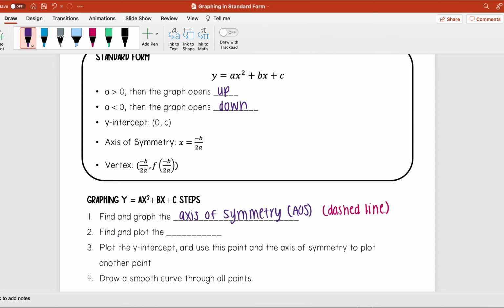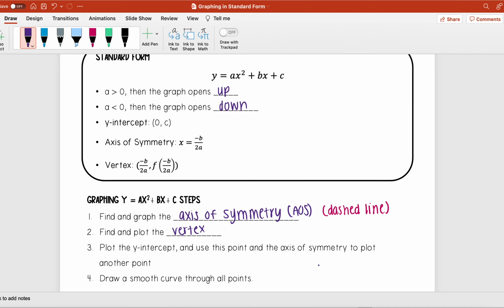Second step is we're going to find and plot the vertex. So remember, to find that vertex, we use that axis of symmetry, our opposite b over 2a, and we plug it into our function to find the y-coordinate. And then next we're going to plot the y-intercept and use this point and the axis of symmetry to plot another point. And then we're going to draw a smooth curve through all the points.